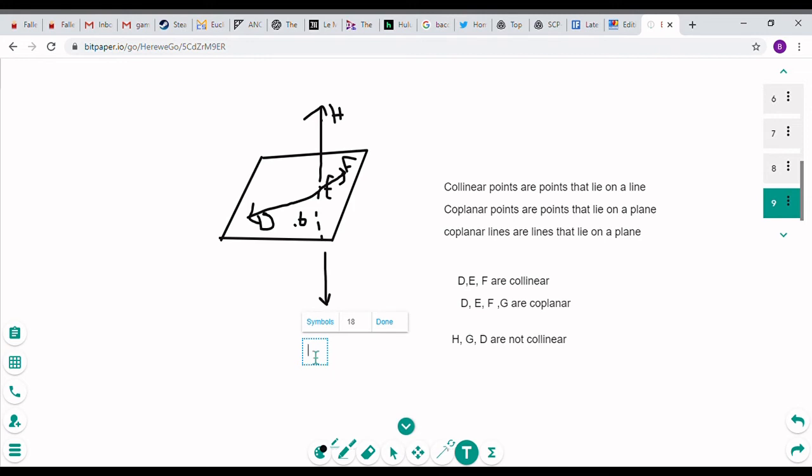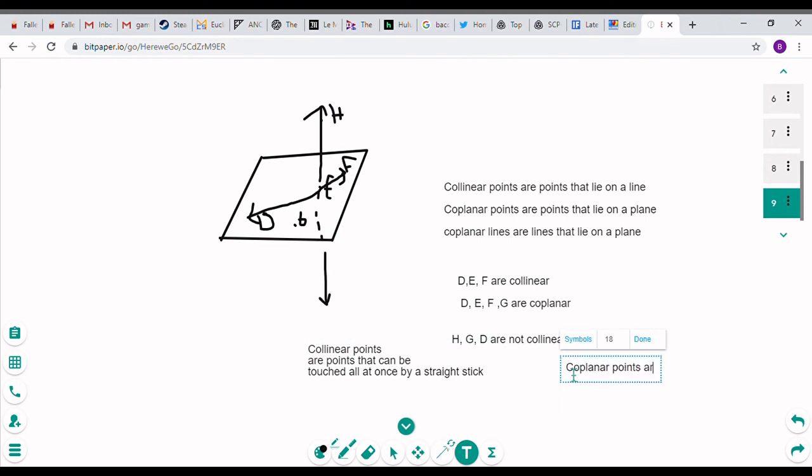One way to think of collinear is that collinear points are points that can be touched all at once by a straight stick. So D, E, and F, we could put a stick straight through them, that'd work. But no stick can go through H, D, and G. The stick would have to be bent like a triangle.